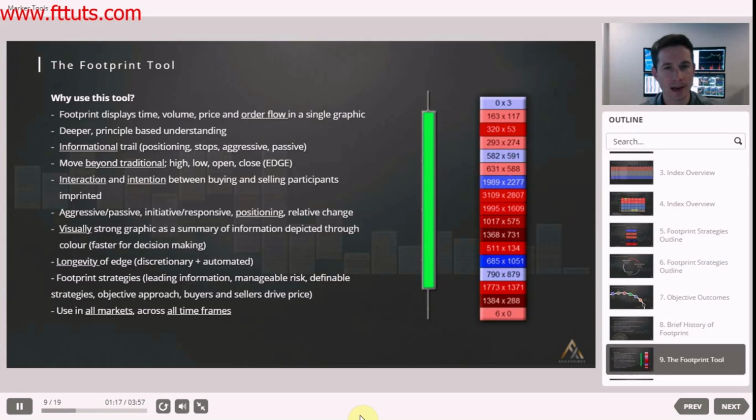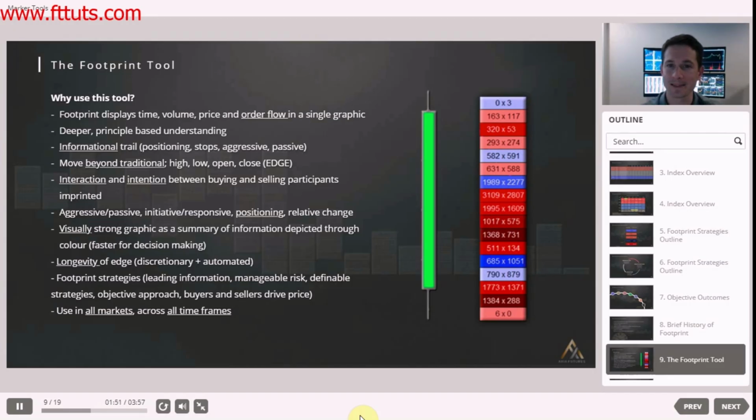So we can already clearly see that the footprint adds two unique elements in order flow and volume at each price over the traditional candlestick. The footprint then offers a deeper principle-based understanding, and what we mean by that is you not only look at where the market opened and closed and make big principle decisions on that, but you can look at what is occurring at each individual price and understand the logic behind why price is doing what it's doing. The footprint leaves an informational trail.